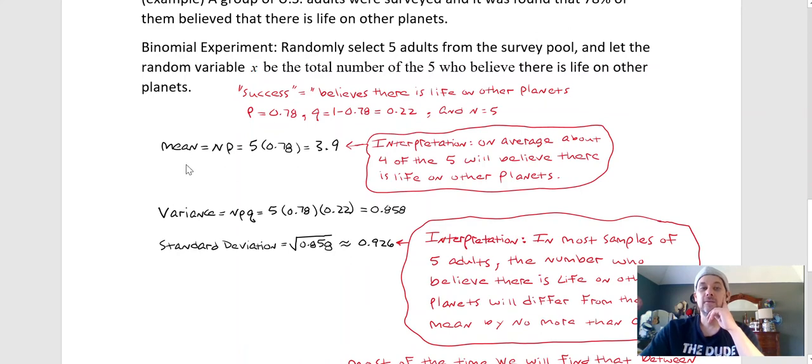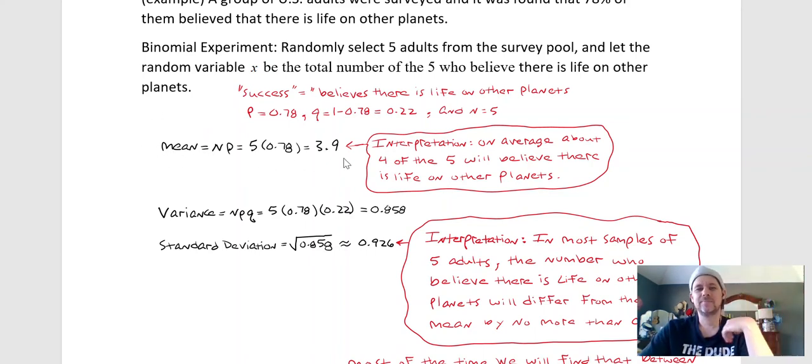Okay, so now let's just do some calculations and then we'll talk about the interpretation. The mean is n times p, which in this case is 5 times 0.78, which is 3.9. What does that mean? On average about 4 of 5 people will believe there is life on other planets. So that's the interpretation of the mean being 3.9.